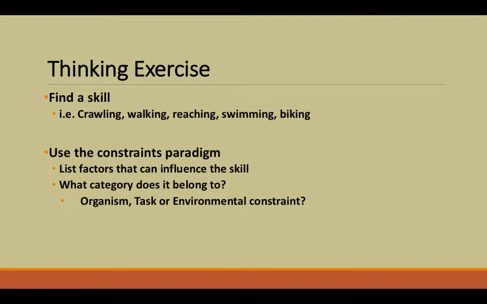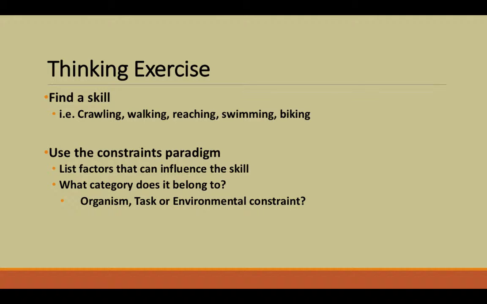From an environmental constraint, we can think of the surface upon which I'm walking. So if I'm walking on carpet or if I'm walking on slippery hardwood, my two gait patterns will definitely be different. And another environmental constraint that we can think of is the effect of gravity. Saying that I am walking underwater, my gait pattern will be different compared to when I'm walking on land.